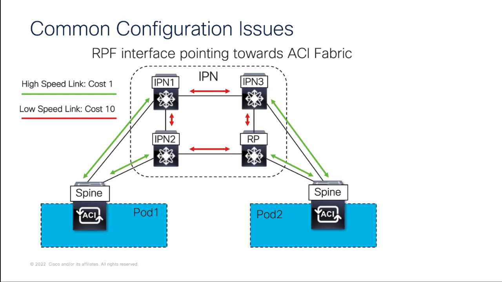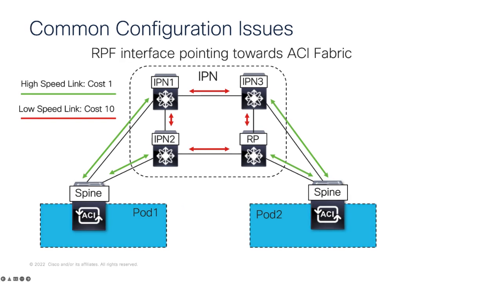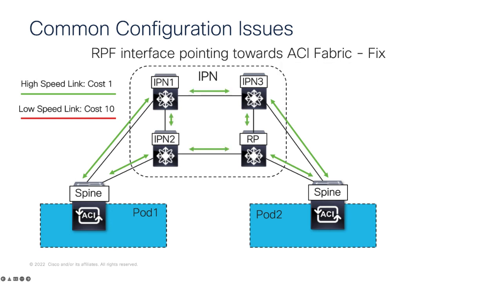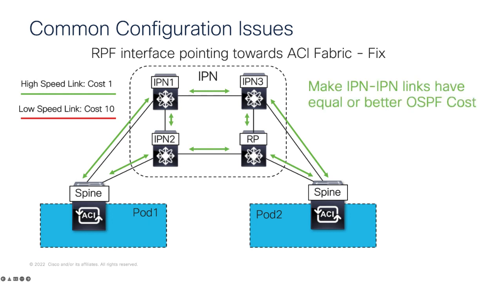For the Phantom RP, RPF interfaces should always point to IPN devices and not towards the ACI spines. If each spine is connected to multiple IPN routers and there are also low-speed links between those devices, then based on the OSPF metric assignment for RP reachability, IPN routers may prefer the link towards the ACI fabric. Since ACI spines do not run PIM, those interfaces cannot be valid RPF interfaces and will drop multicast traffic. Just ensure you have the same or lower OSPF metric configured on links between your IPN routers.